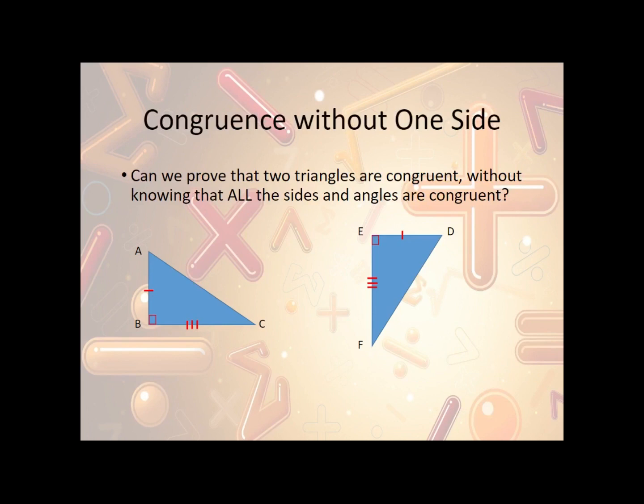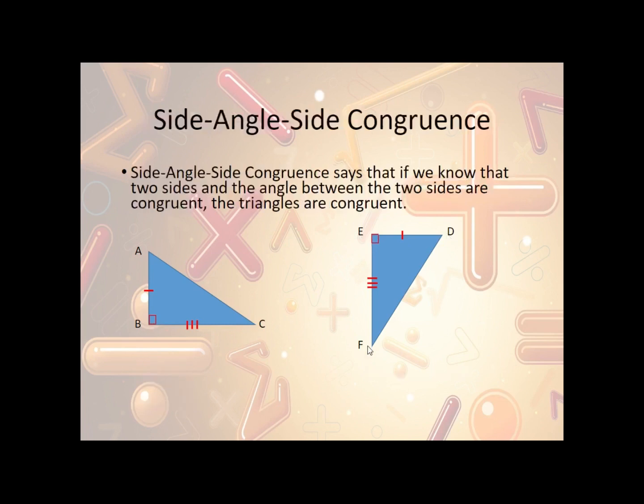So what if we know that two sides are congruent and one angle is congruent? Well, in this case, we can see that we have AB is congruent to DE. We can see that BC is congruent to EF. And then we have this angle here, so we have angle ABC is congruent to angle DEF. Does that mean that the triangles are congruent? Well, in fact, it does. And it's by using this idea of side angle side, or SAS congruence.